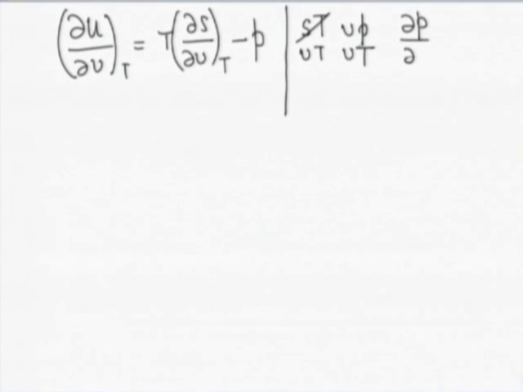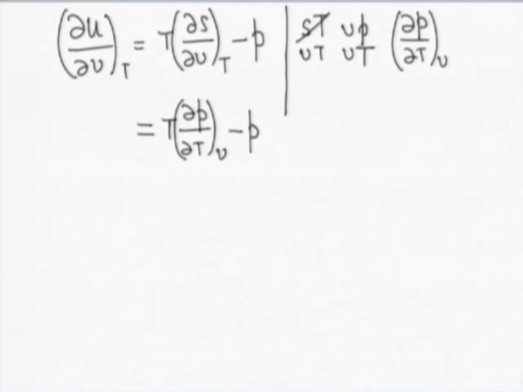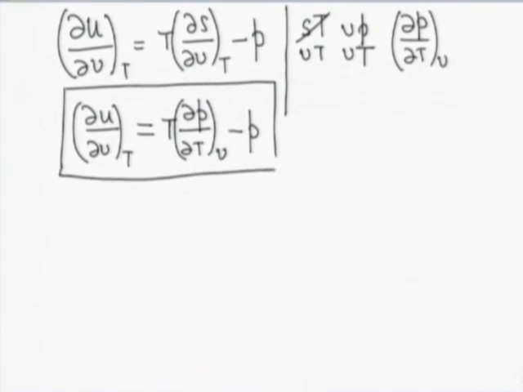Partial of P with respect to T at constant V. So this partial of S with respect to V at constant T is partial of P with respect to T at constant V. So putting that back here: T times partial of P with respect to T at constant V, minus P, is partial of U with respect to V at constant T. Now this is the relation for any fluid.